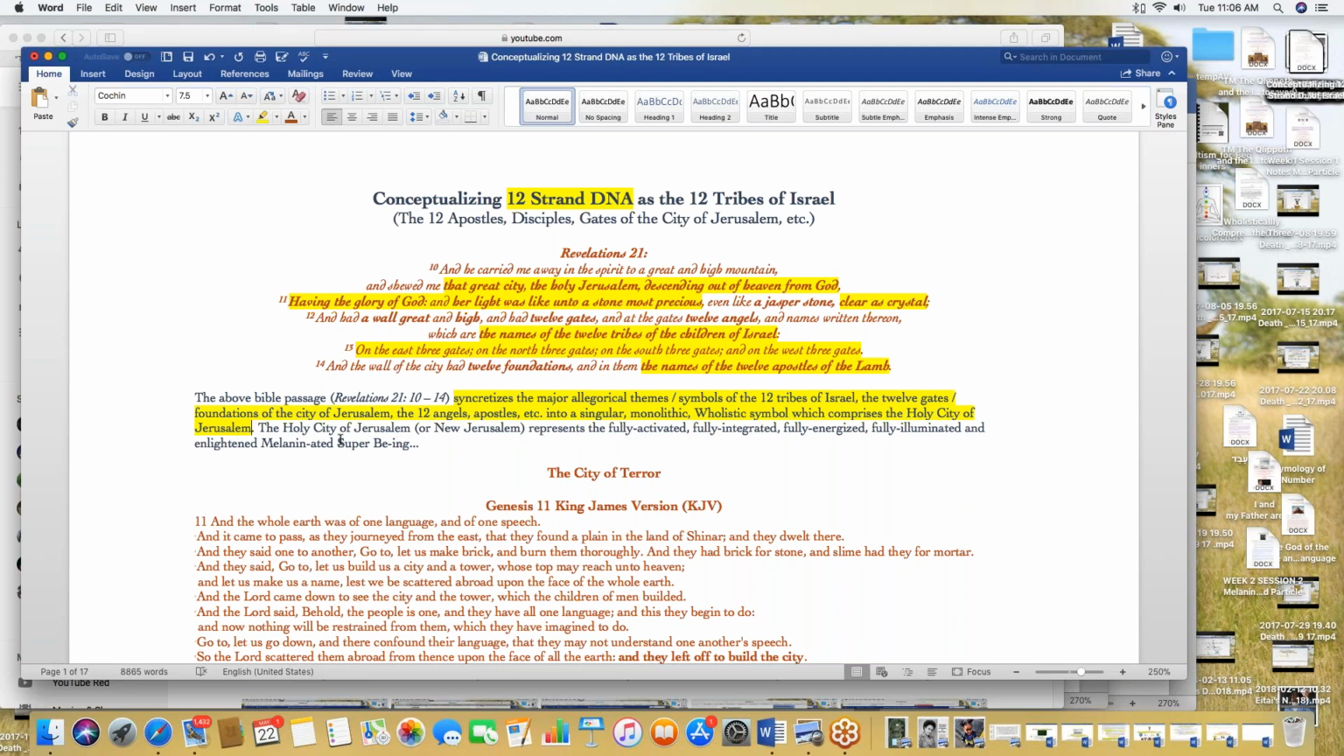The holy city of Jerusalem, or the New Jerusalem, as it's called, represents the fully activated, fully integrated, fully energized, fully illuminated, and enlightened melaninated super being. Did y'all hear me? In other words, it represents you in your, biblically or religiously we say, resurrected form.